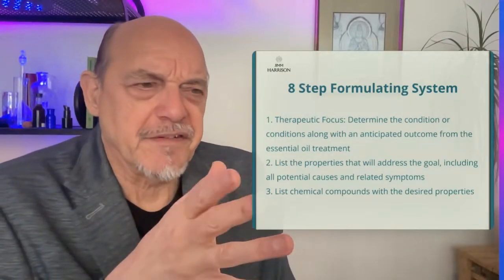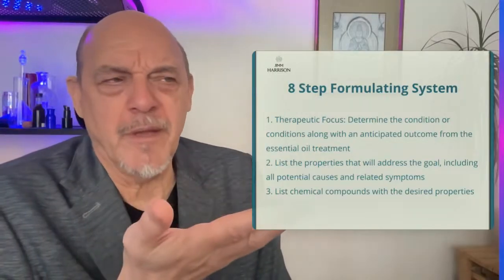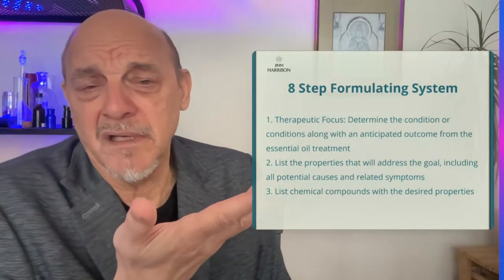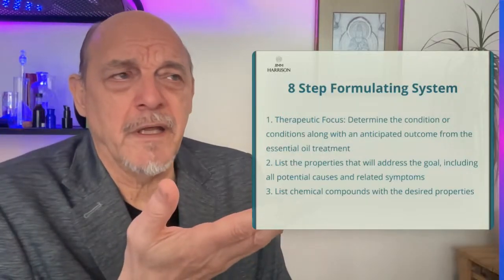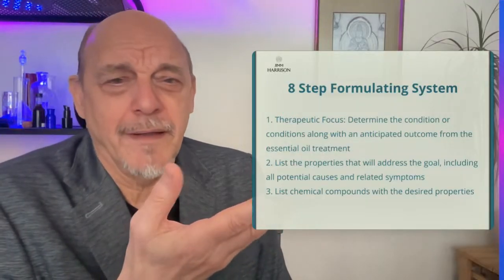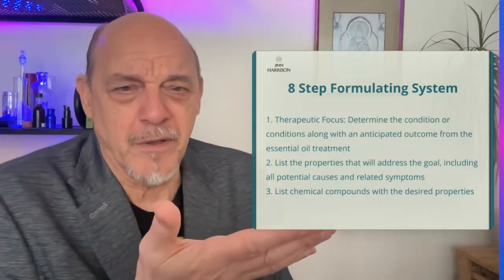And then this next step is, what therapeutic properties do you need? So if there's inflammation, what do you need? You need an anti-inflammatory. If there's irritation, what do you need? Anti-inflammatory, anti-irritant. If there's an infection, you need antimicrobial.